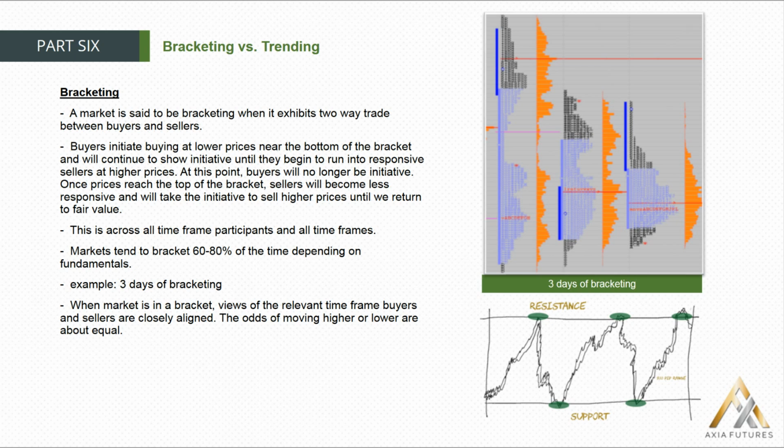It's when a market starts to trade between two pivots, respects those pivots and keeps bouncing between them. Buyers initiate buying at lower prices near the bottom of the bracket and will continue to show initiative until they begin to run into responsive sellers at higher prices. At this point, buyers will no longer be initiative. Once prices reach the top of the bracket, sellers will become slightly less responsive. Why? Because prices are advertised at a premium, and they will then begin to initiate short side trades until we reach fair value.